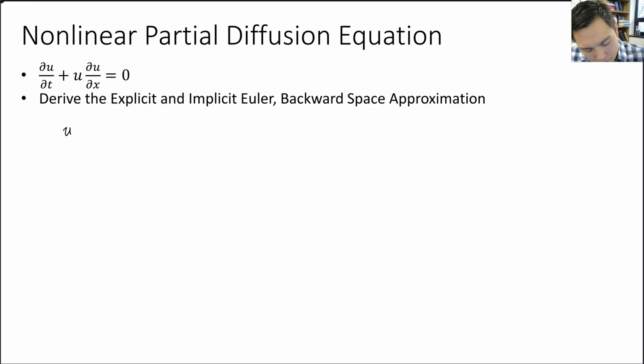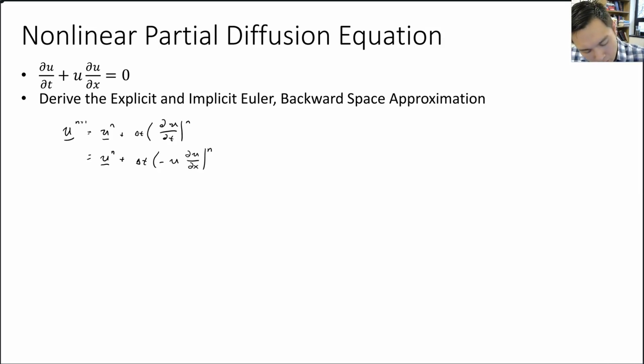So explicit would say u n plus 1 is equal to u n plus delta t times du dt evaluated at time index n. Making our substitution then is just as easy: du dt is equal to minus u du dx evaluated at time index n.